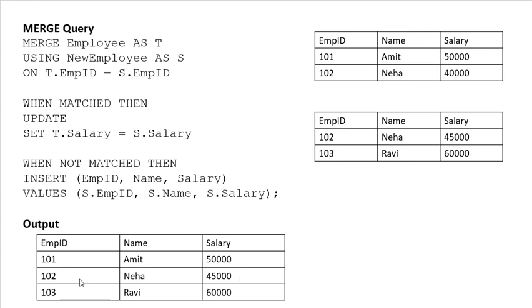And the third record is not matched, so it is inserted in the output: ID 103, name Ravi, and salary 60,000 is added by this query.